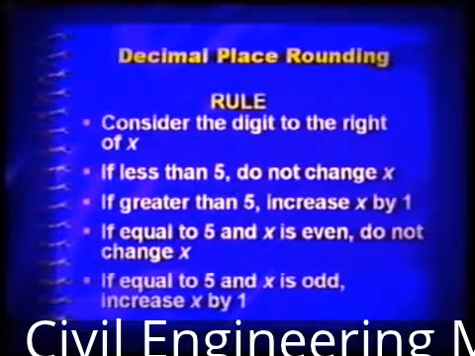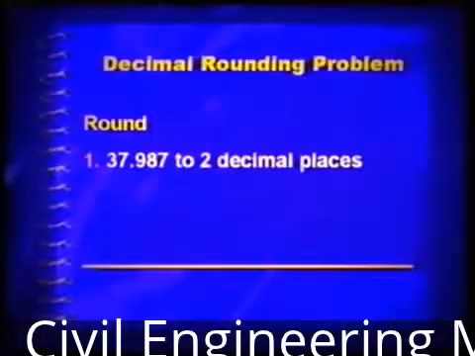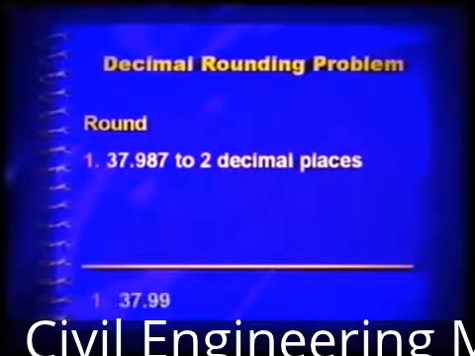So let's have a look at an example. It's a lot easier than just to look at this rule. I've got some examples here. Round 37.987 to 2 decimal places. That 7 is more than 5. That makes that 8 and 9, as you can see.